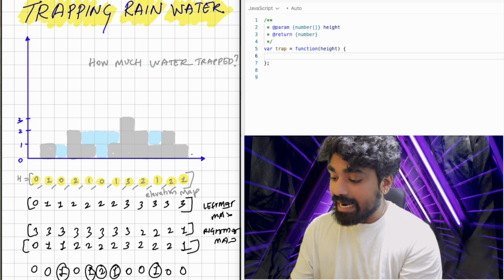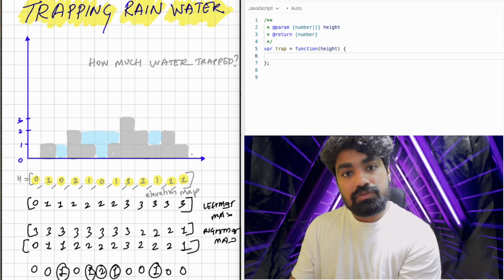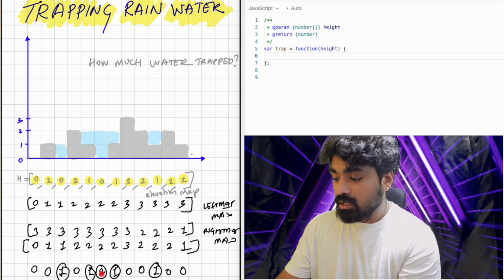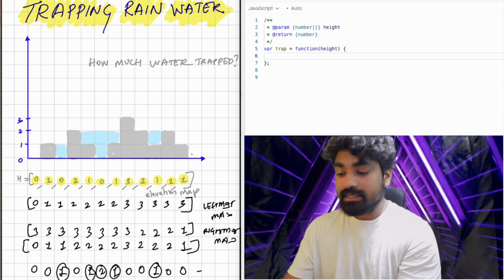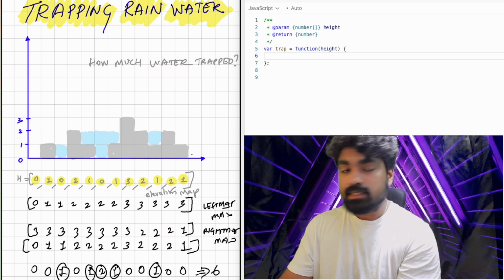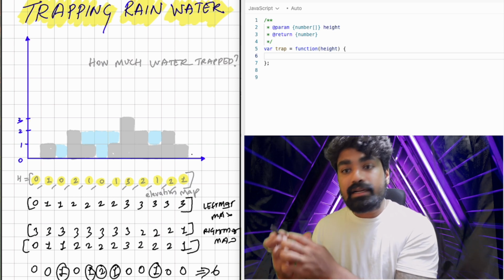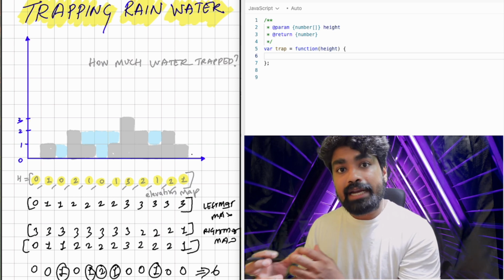And this we will just add up. 1 plus 1 is 2, 2 plus 2 is 4, plus 1 is 5, plus 1 is 6. So I am going to get 6. This represents 1, 2, 3, 4, 5, 6. So we were able to find the amount of water that is going to get trapped.